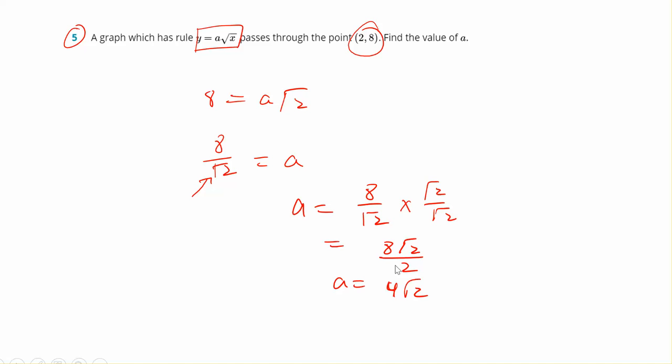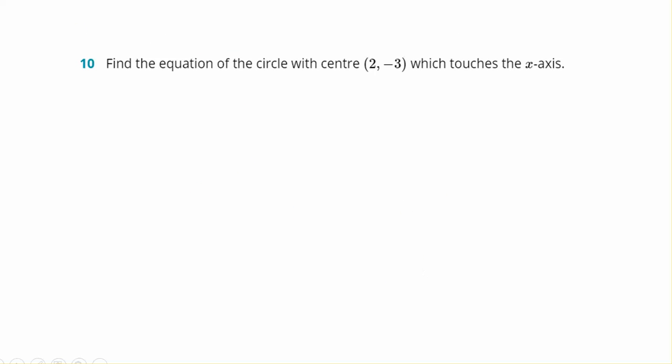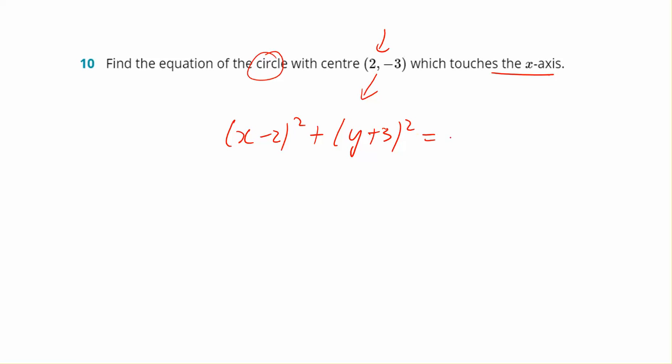Okay, so we'll do question 10 as well. Question 10 is find an equation of a circle. We know it's a circle. It has a center of (2, -3), and it touches the x-axis. So I can sub (2, -3) into my equation of a circle, because I know that's (x - 2) squared plus (y + 3) squared equals r squared. Now I've got all values except for r squared.